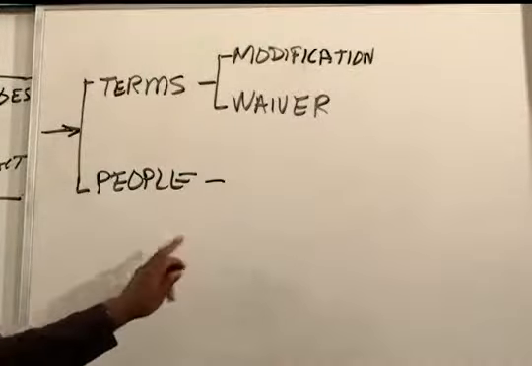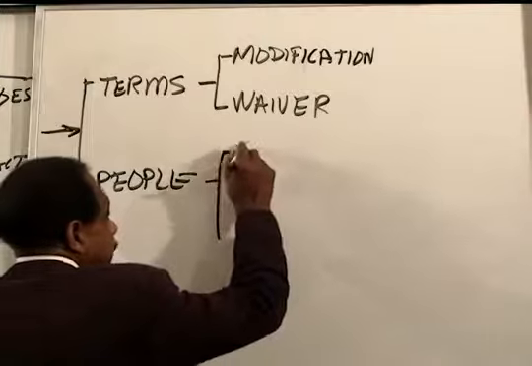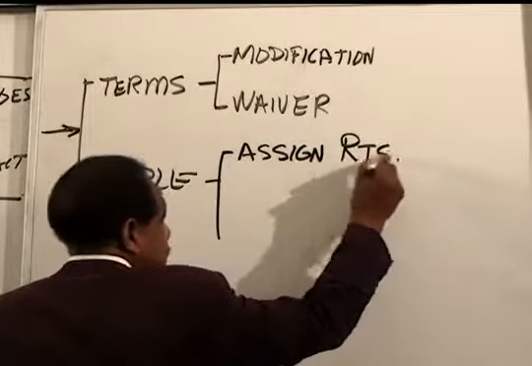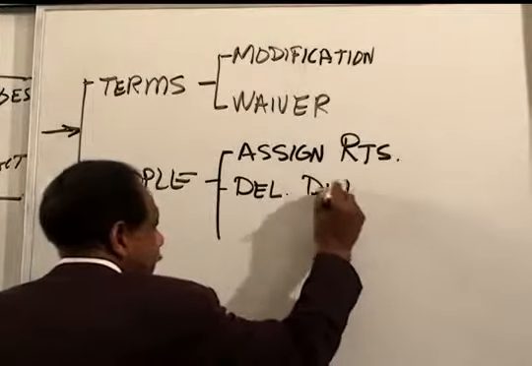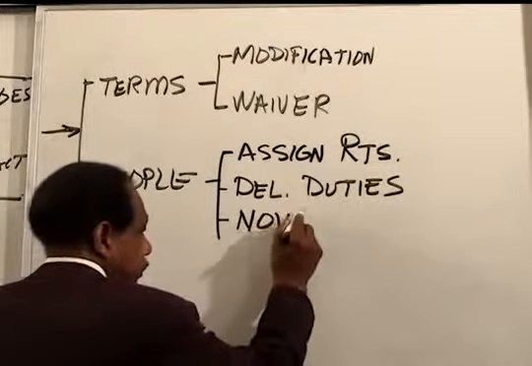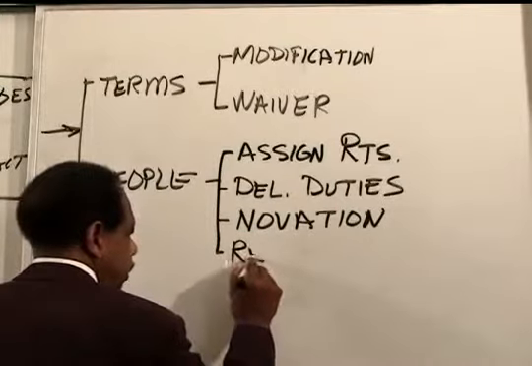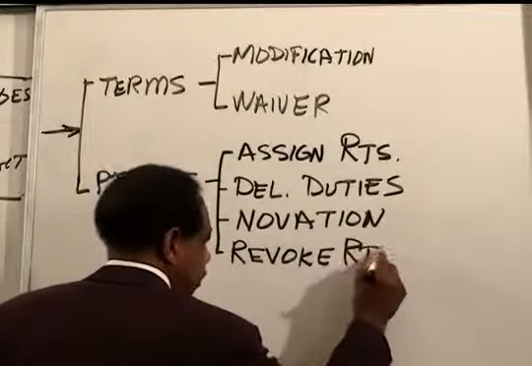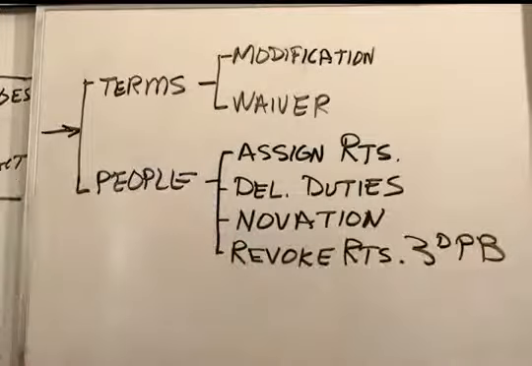There are 4 ways to change the people in the contract. They are, number 1, assignment of rights. Number 2, delegation of duties. Number 3, novation. And number 4, revoking the rights of a third party beneficiary. Let's talk about each of these for a moment.